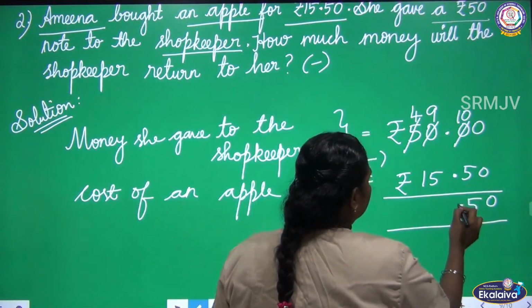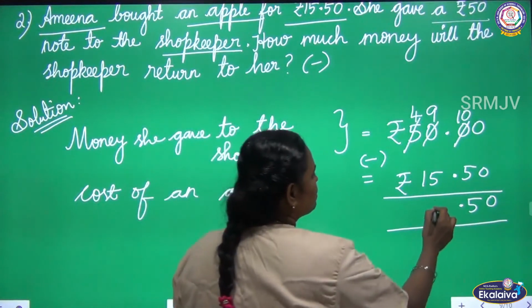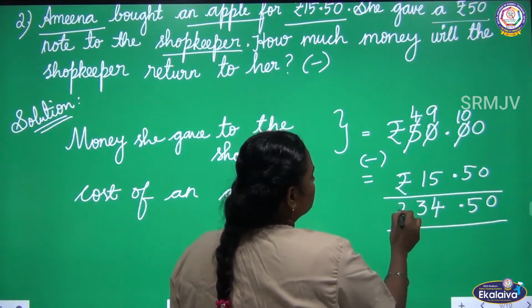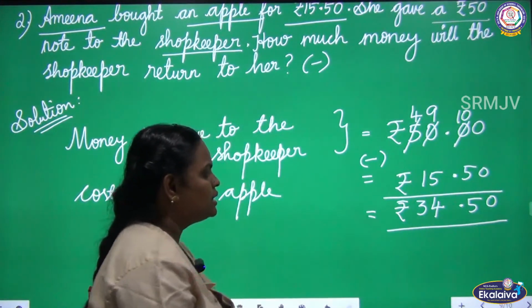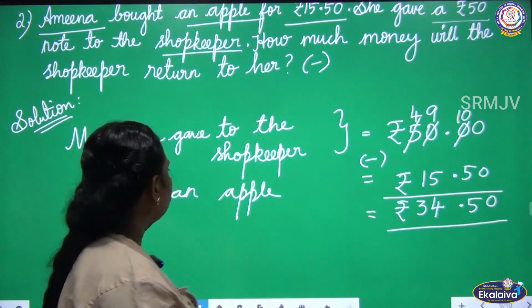Then put the dot. Then what is 9 minus 5? 9 minus 5 is 4. Then 4 minus 1 is 3. So now you tell me the answer. What is the answer? 34 rupees 50 paise.